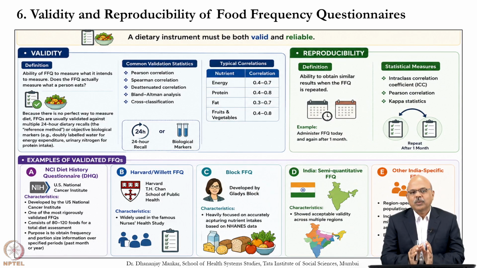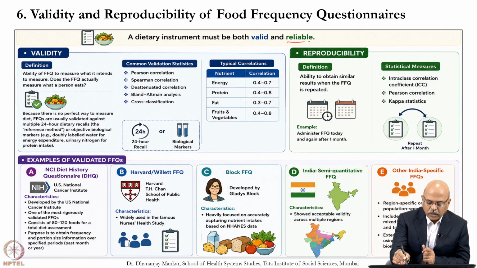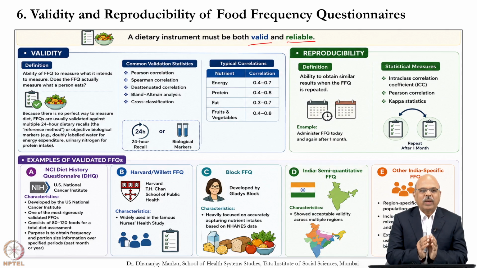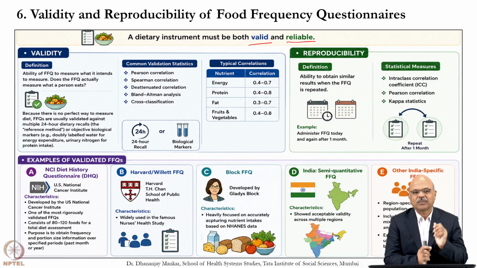The validity and reproducibility of FFQs. A dietary instrument must be valid and reliable. These are the two important things to remember if you are trying to use FFQs, which makes the dietary instrument a standard way of dealing with the challenges. If they are validated and reliable, no doubt you may get a very standard health outcome. Validity is the ability of the FFQ to measure what it is intended to measure. Does the FFQ actually measure what the person eats? So actualness is very important rather than assumption.